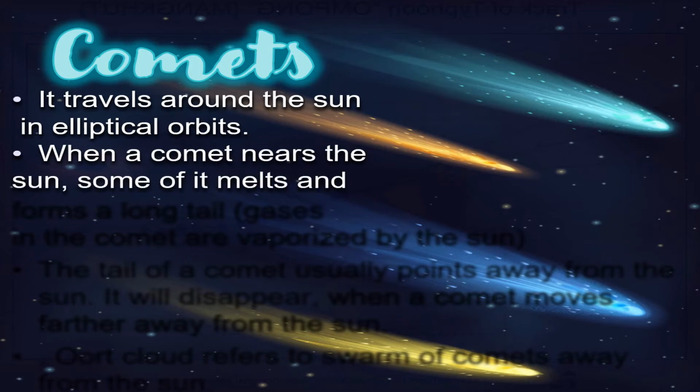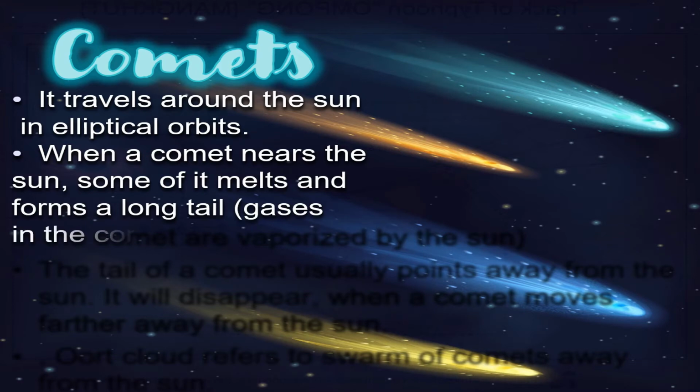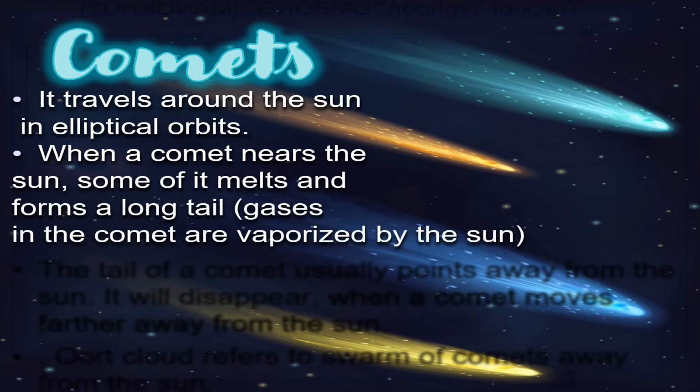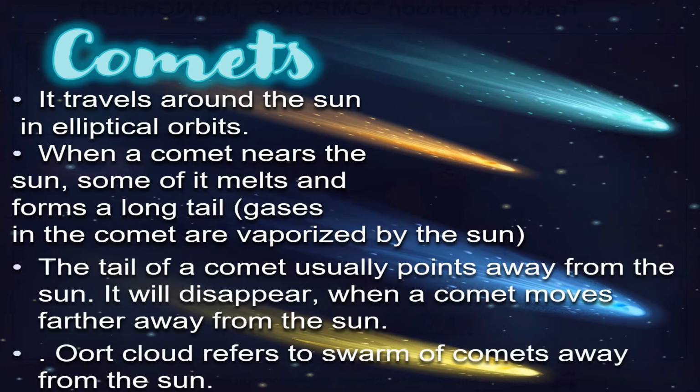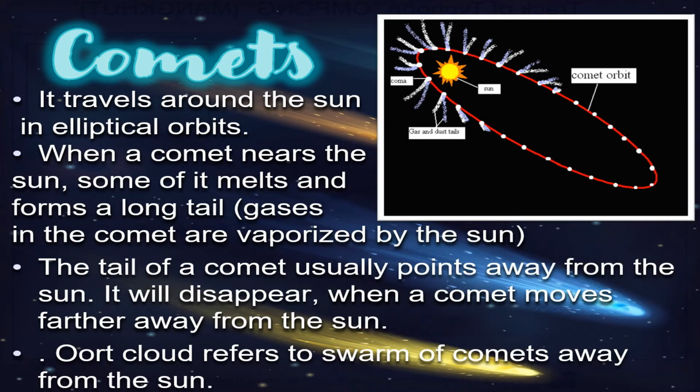When a comet nears the sun, it somewhat melts and forms a long tail. Gases in the comet are vaporized by the sun. That's why the tail of a comet usually points away from the sun. It will disappear when a comet moves further away from the sun. The Oort cloud refers to the swarm of comets far away from the sun. This is the image of the comet orbit.